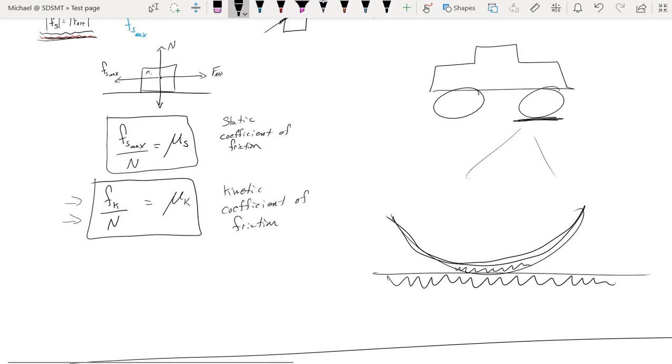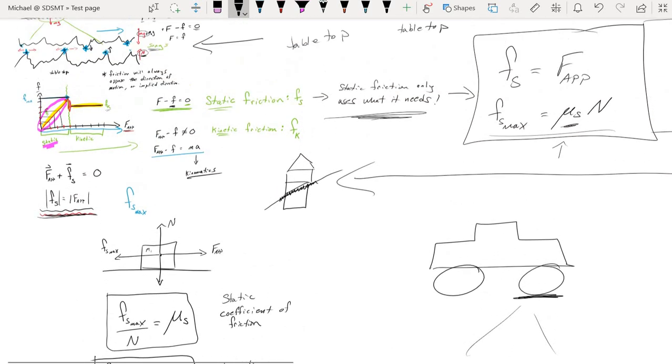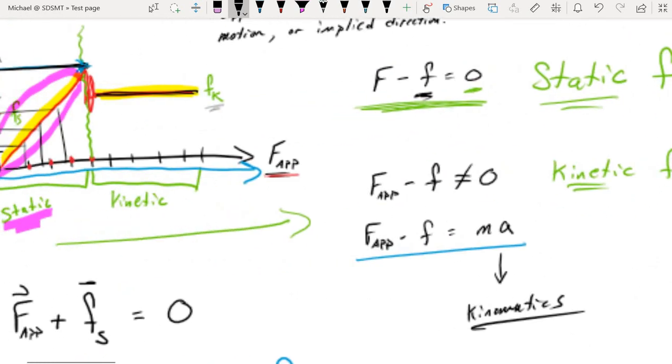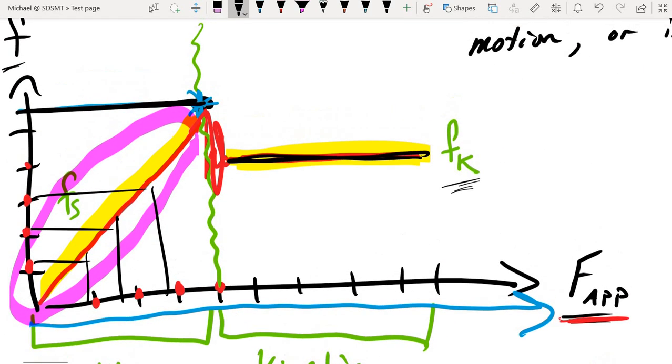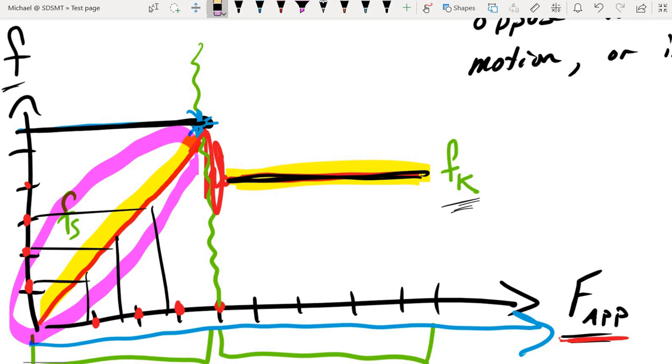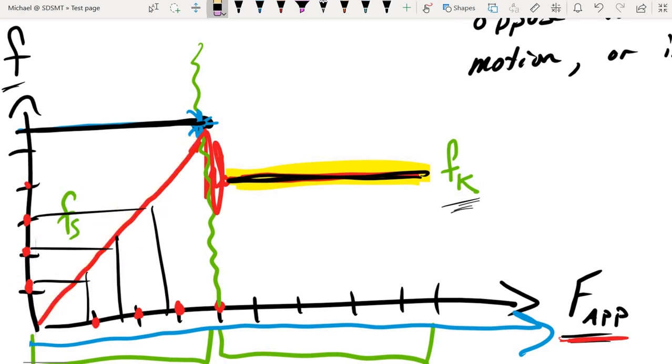And the kinetic coefficient has to be smaller than the static coefficient. Now, why is that the case? Let's look back up here at the graph, and let's clean this up a little bit so that we can see things better.